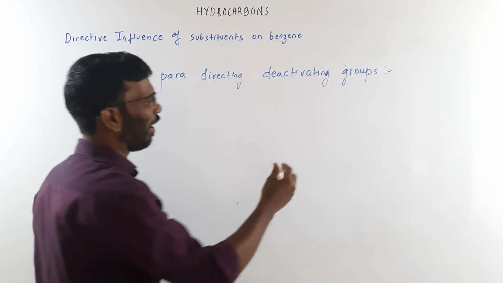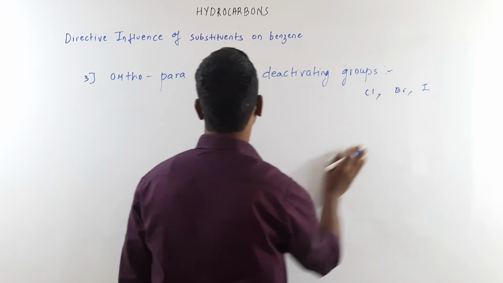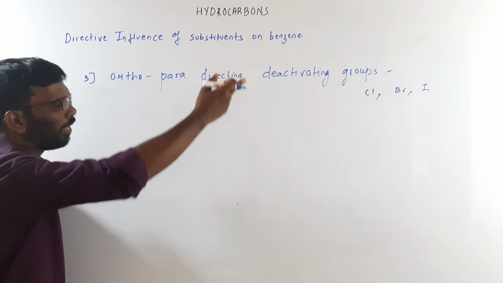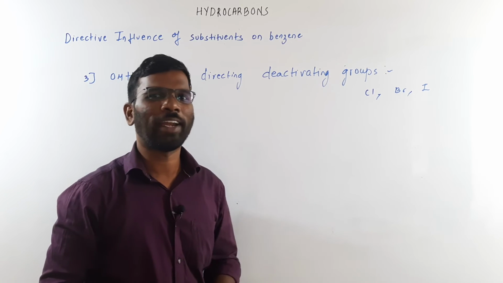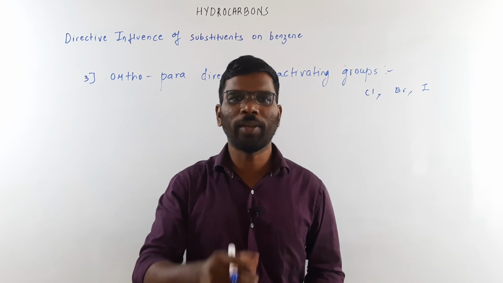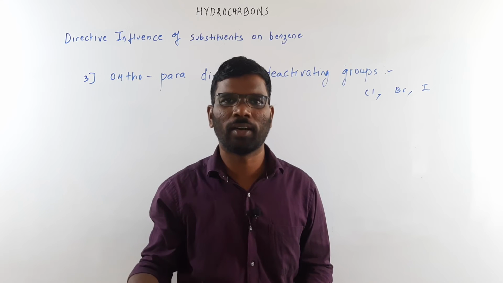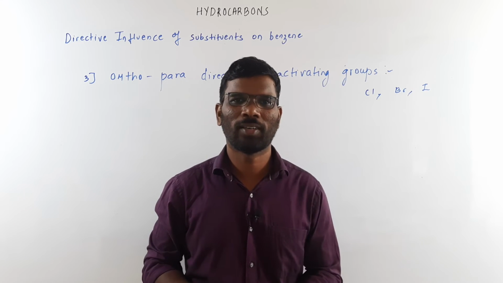These are the halides like chlorine, bromine, and iodine. These are the groups which direct the incoming electrophile to the ortho and para position, but in fact go on to deactivate the ring. Deactivate means what? The reactivity between the benzene ring and the electrophile is going to decrease, because it is going to pull the electron by the inductive effect.